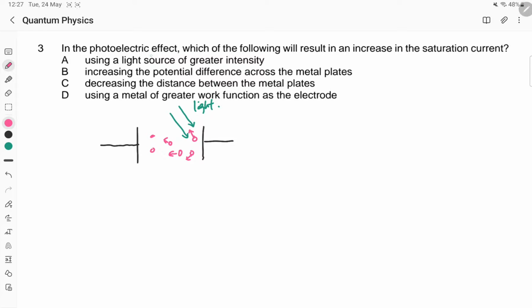In a photoelectric effect experiment, which one of the following will cause an increase in saturation current? So let's first understand why there is such a thing as saturation current?